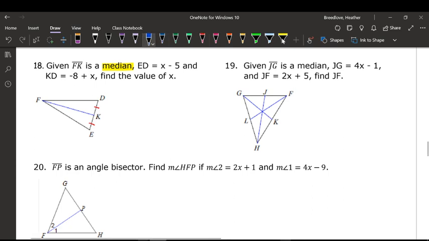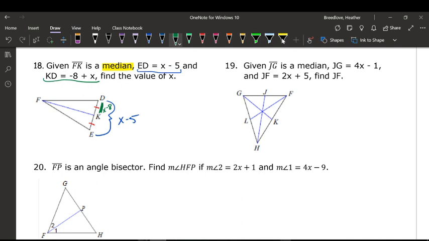And if it says that ED is x minus 5, E to D, that's the entire length, is x minus 5. And that KD, this section, is negative 8 plus x, or x minus 8, same thing, x minus 8. Find the value of x.